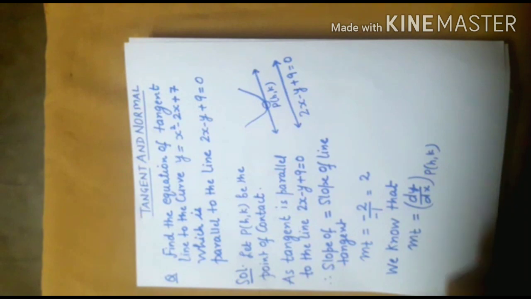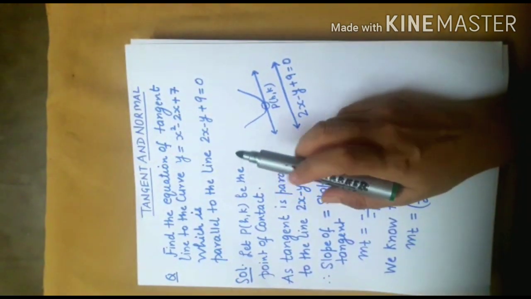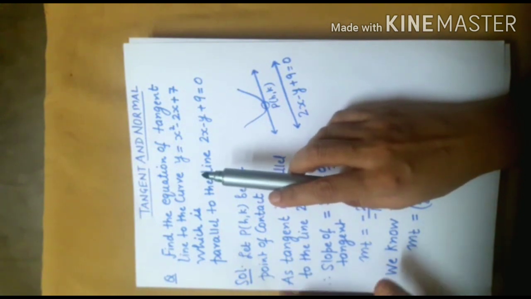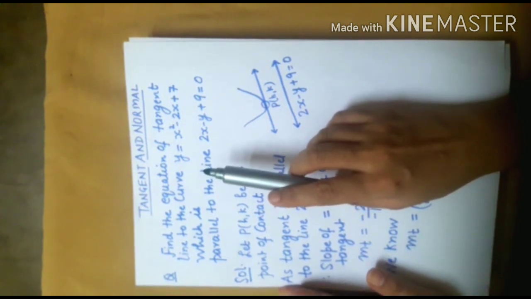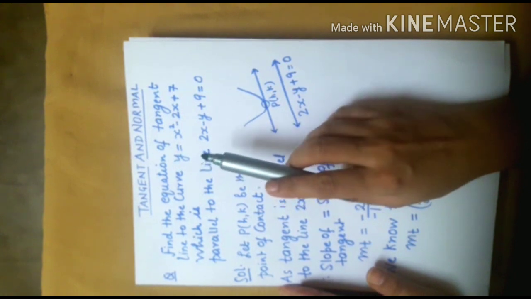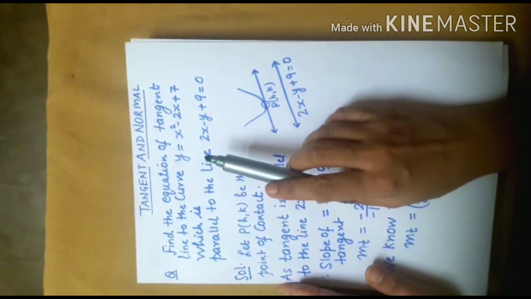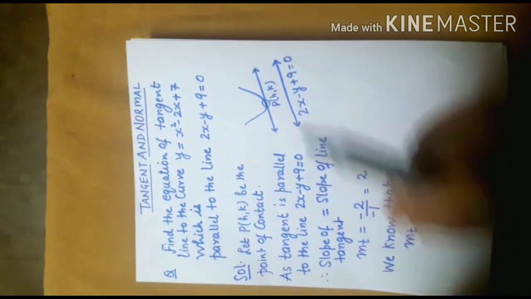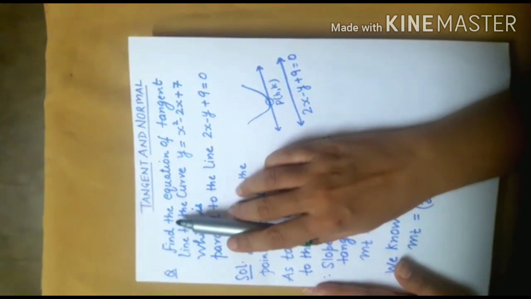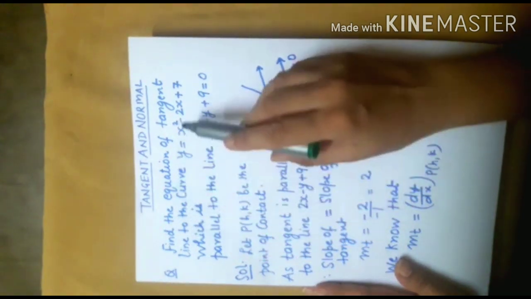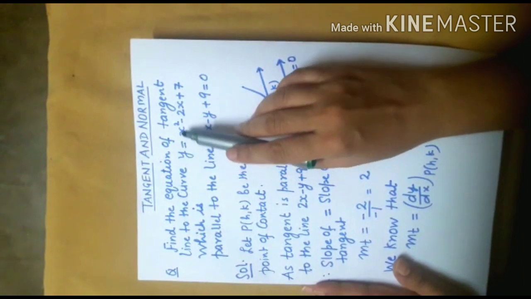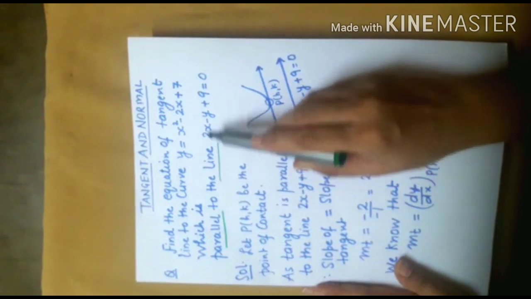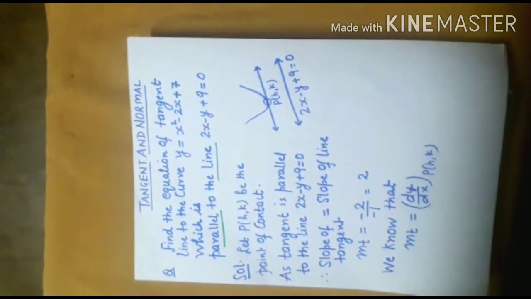In the last class, we discussed that the derivative of the function at a point gives the value of the slope of the tangent drawn to the curve at that point. And today we will take up a few questions. Yes, the first question is, find the equation of tangent line to the curve y equals x square minus 2x plus 7, which is parallel to the line 2x minus y plus 9 equals to 0.